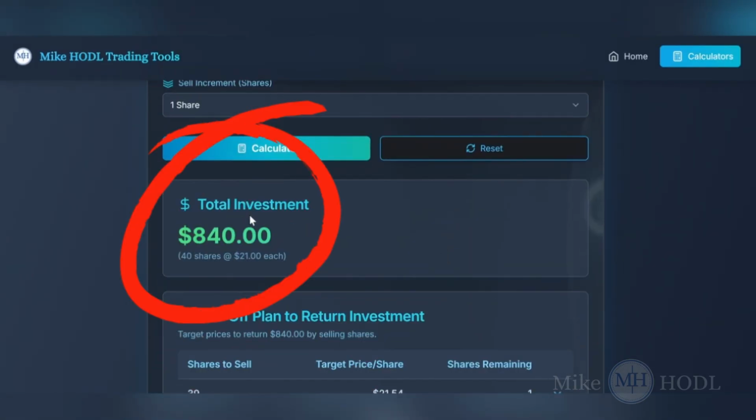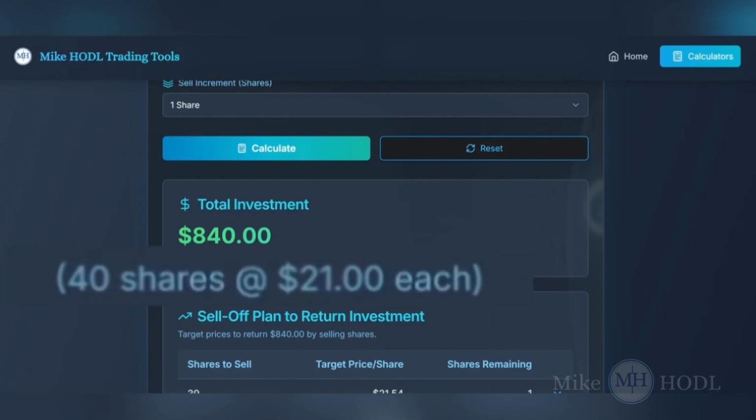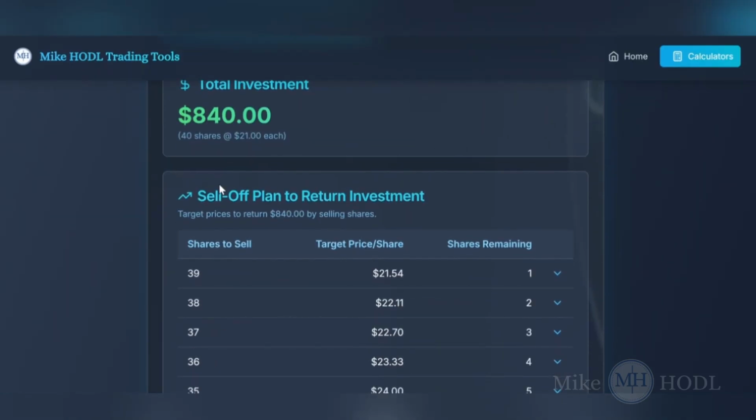It shows here the total investment cost would be $840, and it shows the details here that would be for 40 shares at $21 per share. And here's the sell-off plan to return investment. It targets the price to return of $840 by selling shares.